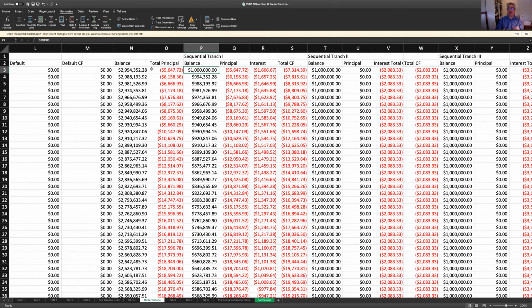Well, the first tranche gets all the principal until it is paid off. The second tranche gets the principal that's left over after the first tranche gets paid as principal. And the third tranche gets all the principal that's paid after the first 2 tranches get their principal. So for tranche 1, the principal is going to be pretty straightforward.